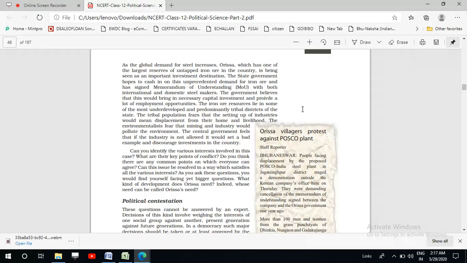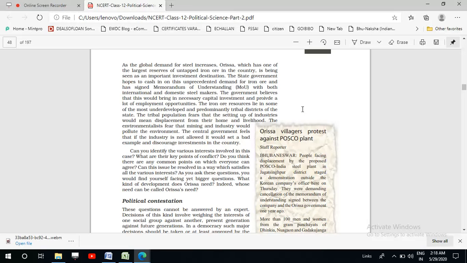Now, the third party is also involved in this process, and that party is of environmentalists. The environmentalists are also saying that the mining and industry would pollute the environment, because for the purpose of mining, what is done? Deforestation is to be done, and this deforestation causes pollution, and because of mining, the quality of the soil also becomes useless. So the environmentalists are also against this mining and industry.